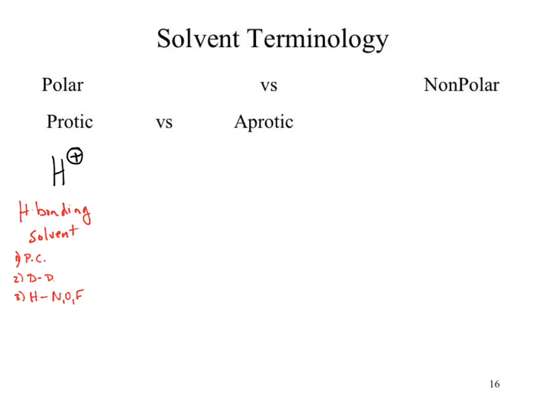What does aprotic mean? Not H plus. It says nothing about whether the molecule is polar or not, it just says that we don't have a positive H plus. We don't have a positive hydrogen in it, partial or otherwise, which means really it's just not hydrogen bonding.